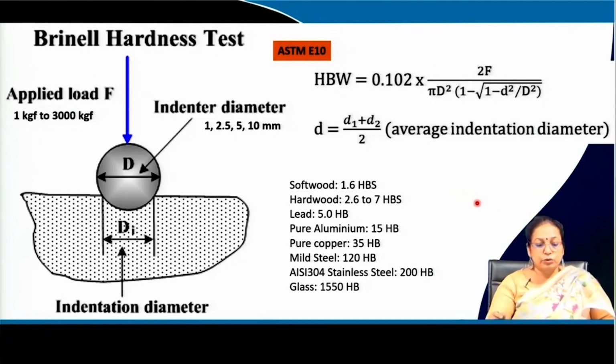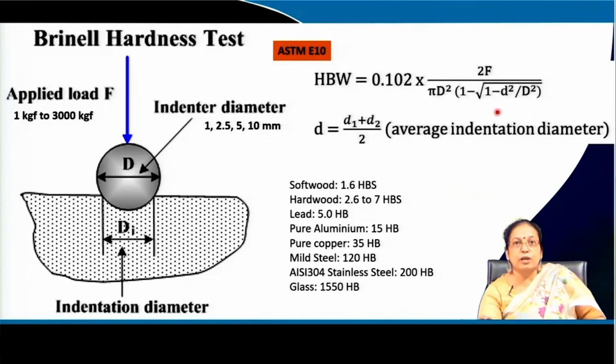So, what you have to do is measure the diameter in both the horizontal as well as vertical direction, in longitudinal and transverse direction, and take the average of the diameter, and Brinell hardness number is equal to 0.102 into 2 into the applied load in kilogram force divided by pi D square within bracket 1 minus the square root term. This formula you can apply for the measurement of the Brinell hardness number.